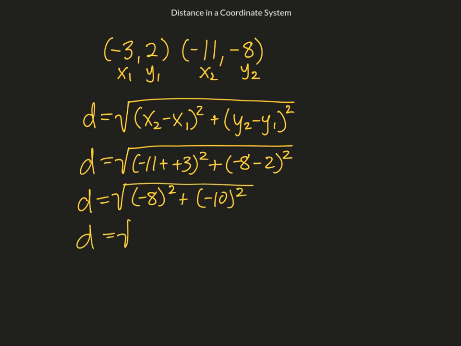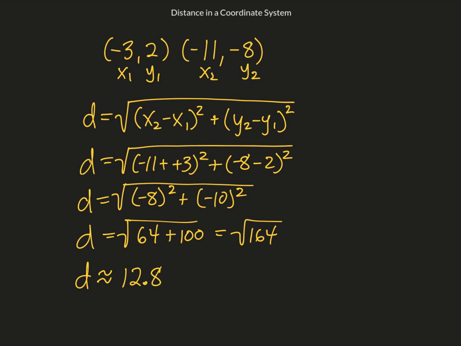So that gives me the square root of 64 plus 100. So that equals the square root of 164. Now I recognize 164 as being really close to 169, so I'm going to estimate, before I even try it on my calculator, right under 13. So approximately, I don't know, 12.8 or 12.9. I'm going to go with 12.8 units and then check it on my calculator. And I get 12.806, so 12.8 units is a good answer.